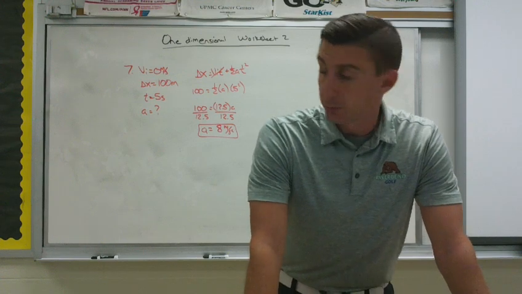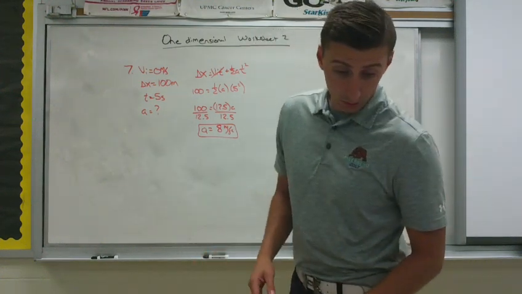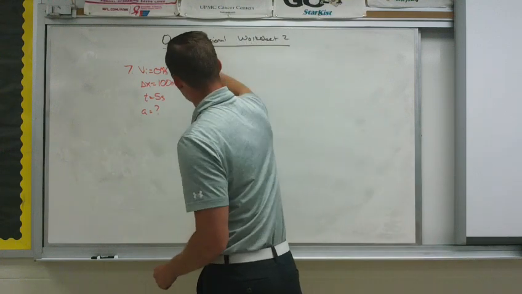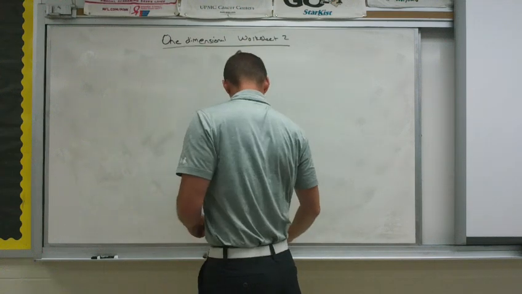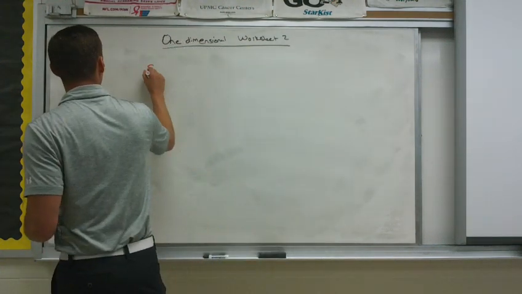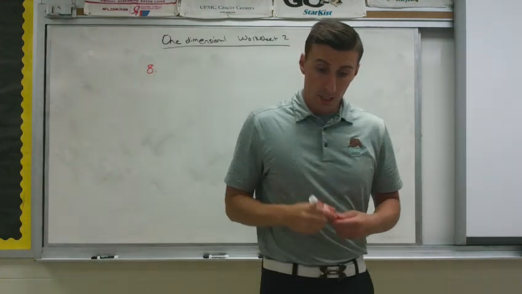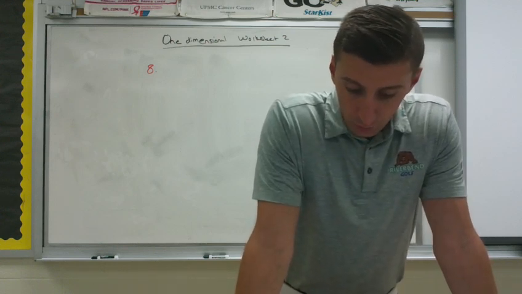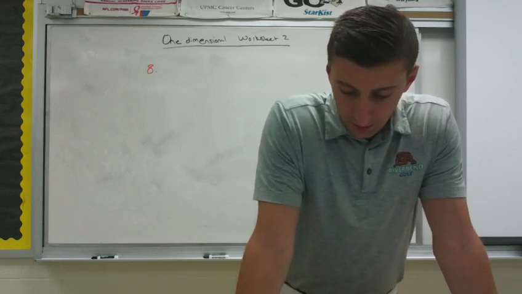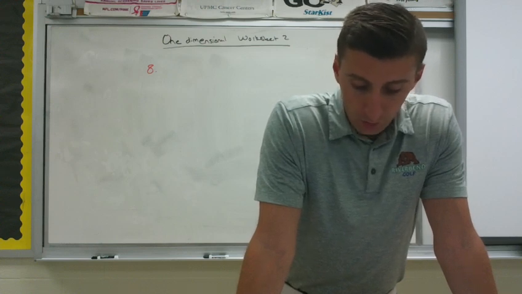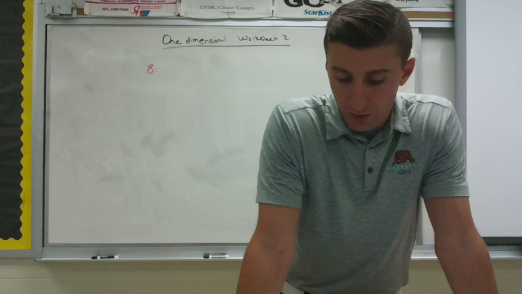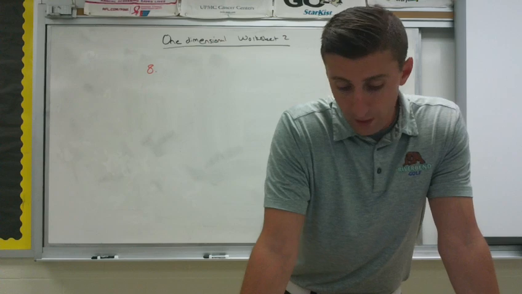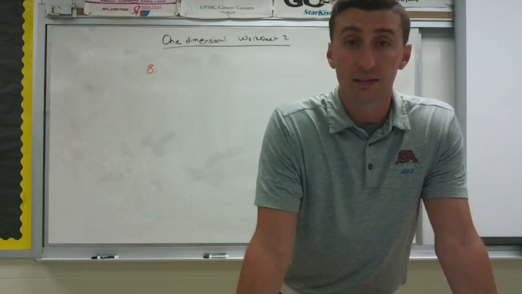Number 9. Oh, wait, 8, sorry. Number 8. It says, a speedboat starts from rest and accelerates at 2.01 meters per second squared for 7 seconds. At the end of this time, the boat continues for an additional 6 seconds with an acceleration of 0.518 meters per second squared. Following this, the boat accelerates at negative 1.49 meters per second squared for 8 seconds.